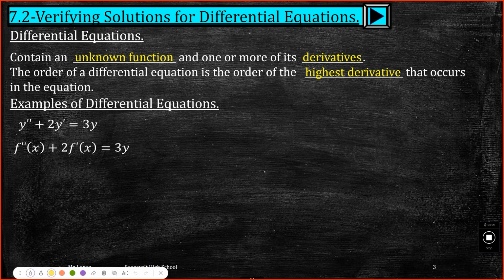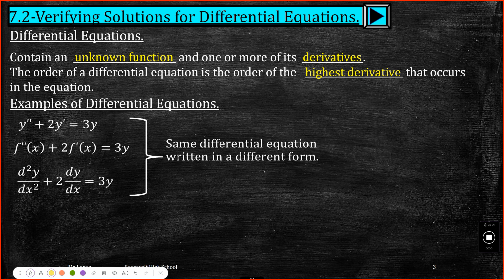f double prime of x plus 2 times f prime of x equals 3y. It's the same one with different notation. I think this first one is called Lagrange or whatever. I don't know who came up with these different ways of writing them down, but they all represent the same thing. This one I just said was Newton, then it was Leibniz. So this is Leibniz notation, and they all mean the same thing. Same differential equation written in a different form.